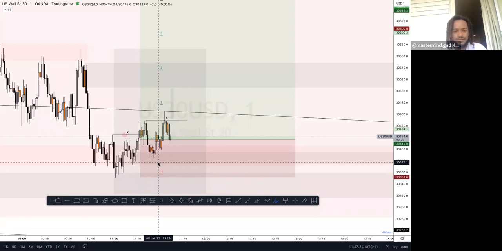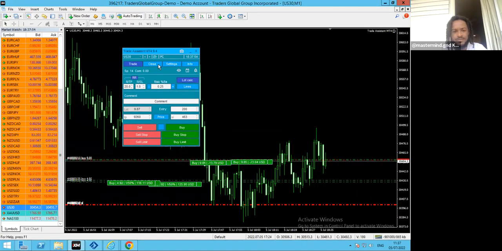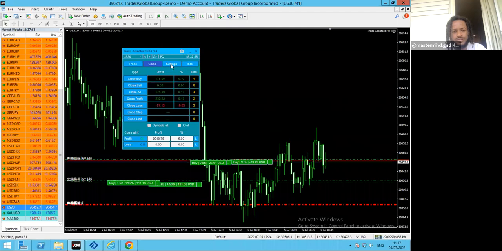The setting you have on Trade Assist to close the trade at 1-to-1, can you show us how you set it up? Okay. Right, so we have Trade Assist here. We go to settings, right?